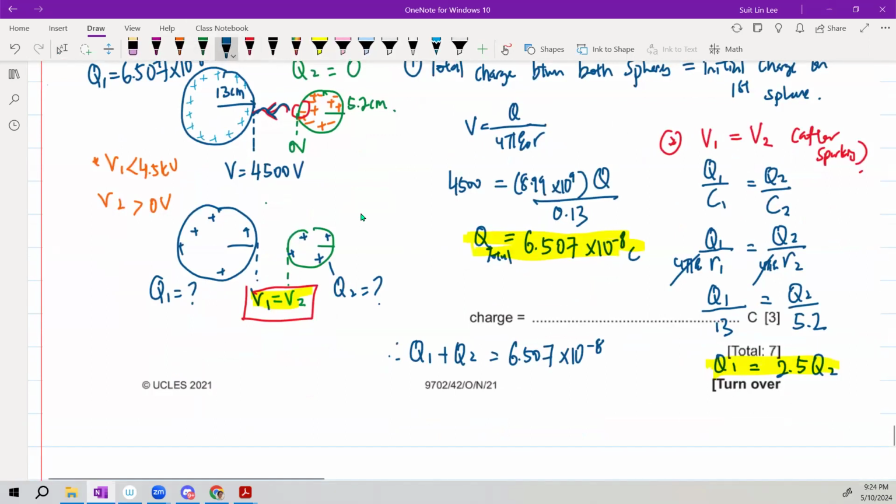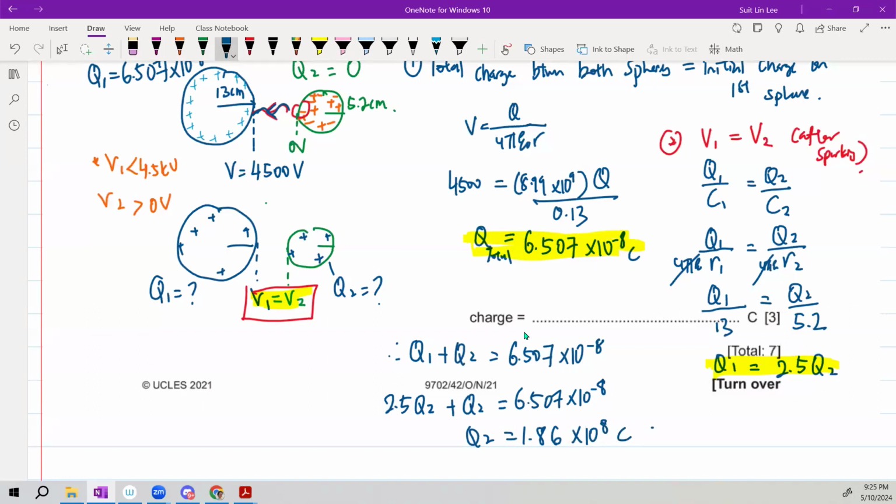From here, if I want to look for Q2, I should substitute Q1. Okay, 2.5 Q2 plus Q2 is 6.507 times 10 to the power negative 8. So Q2 will be this answer, 6.507 divided by 3.5. So this will be 1.86 times 10 to the power of, why did I put 18, negative 8. Hold on.